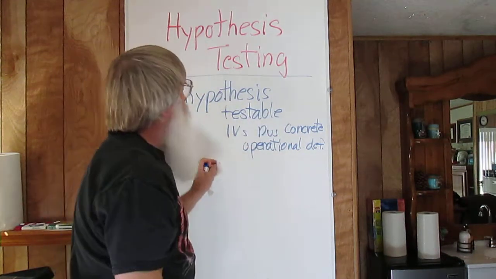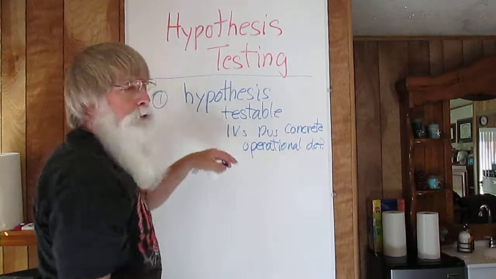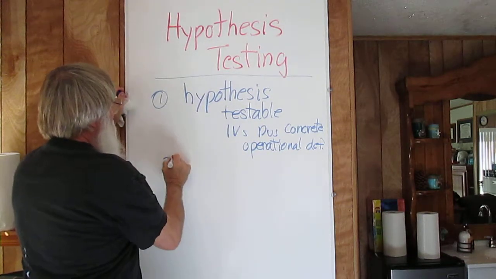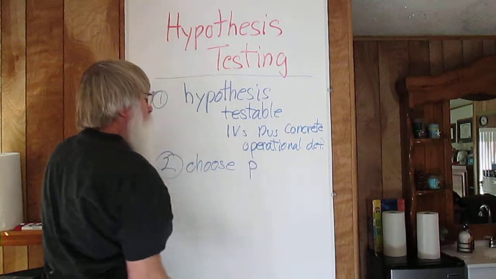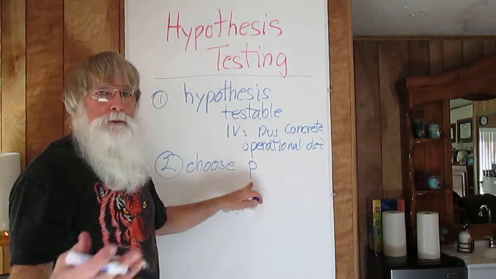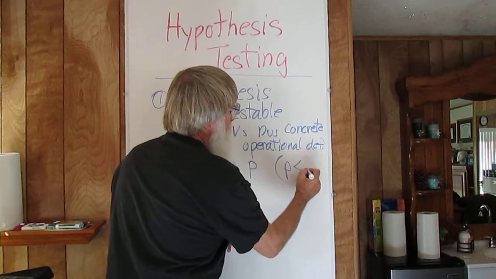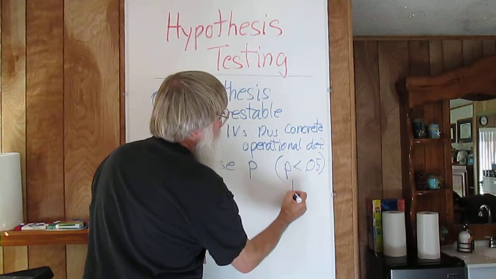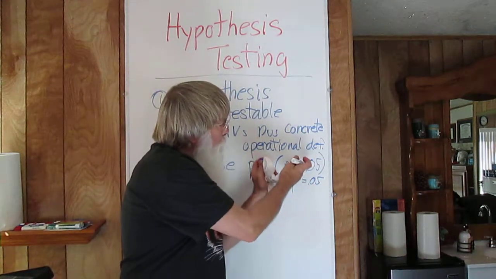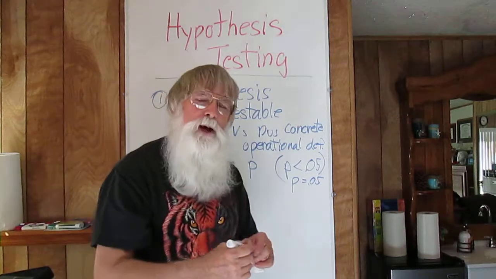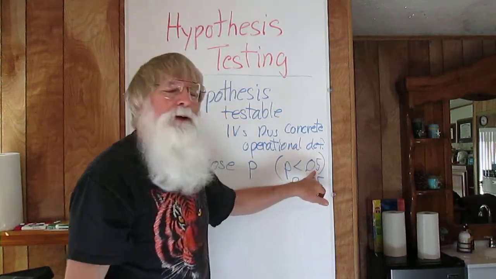Having done this, we have to decide what level of significance we're going to use. So the first thing is to make a testable hypothesis. The second thing is to choose a level of significance, which is commonly represented as simply P. The most commonly chosen level of significance is P less than 0.05. Now sometimes you'll see P written P equals 0.05. Either way is acceptable. This is the more hopeful form because what you're hoping is that the p-value of the statistic that you generate from your analysis will be less than 0.05.